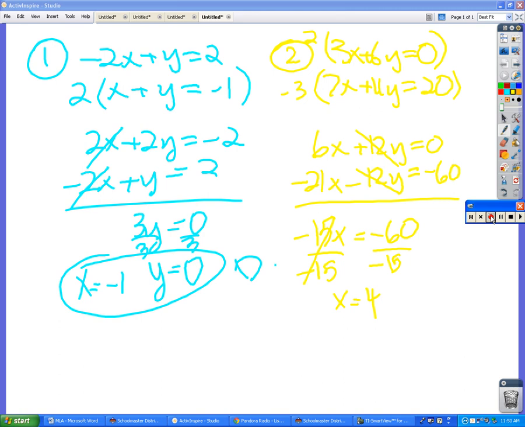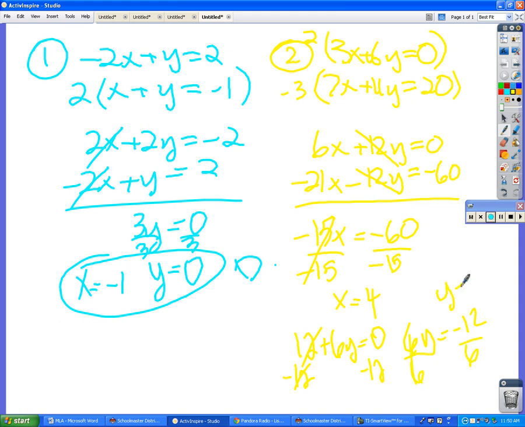And then, okay, so now to figure out what y equals, what do I do? Plug it in to where? The top one. Okay, you want to do the top one? So 3 times 4 is 12. So that gives me 12 plus 6y equals 0. What do I do to solve that? Subtract 12 from both sides. So the 12's cancel. So 6y equals negative 12. Then divide both sides by 6. So y equals negative 2, which is answer choice C.